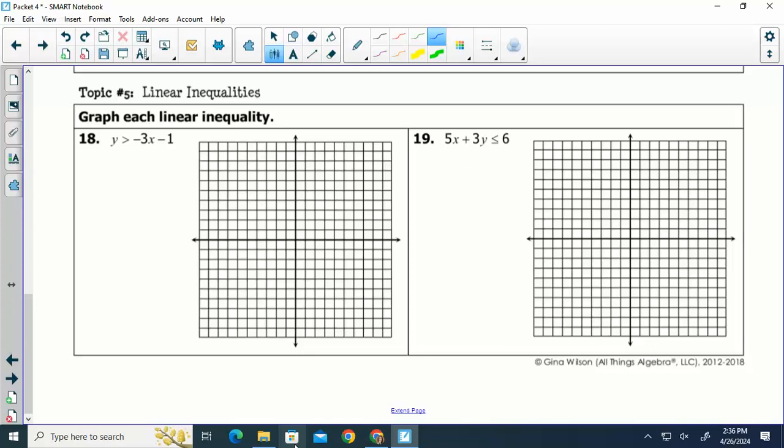Okay, let's start with if it were an equal. How would you graph y equals negative 3x minus 1? Start at negative 1. Slope is? Okay. Now, if we don't have an equal to, what does that do to our line? A dashed line.